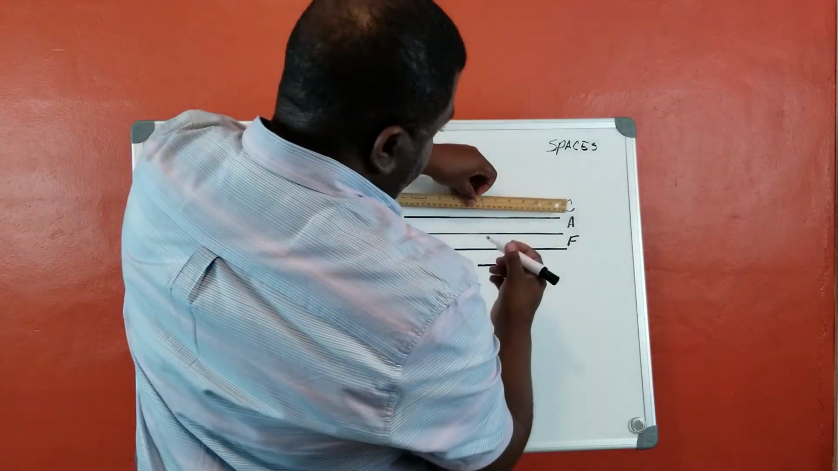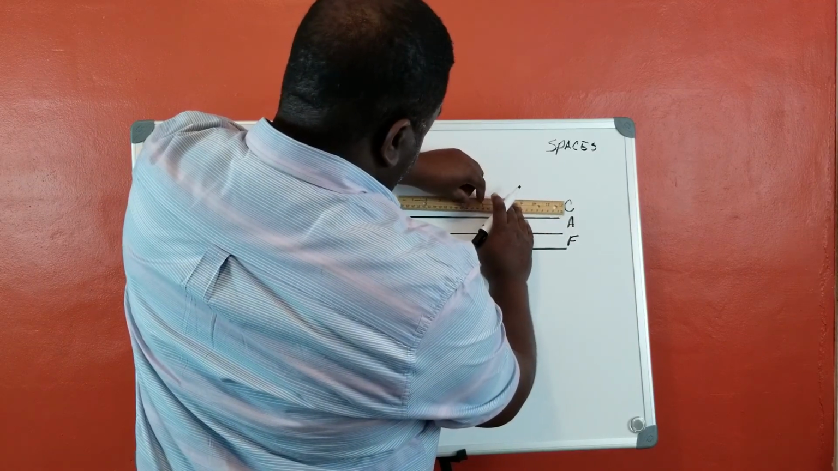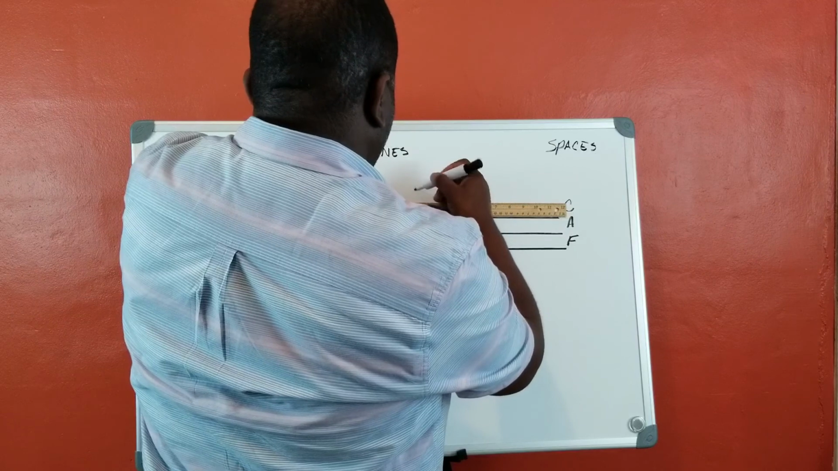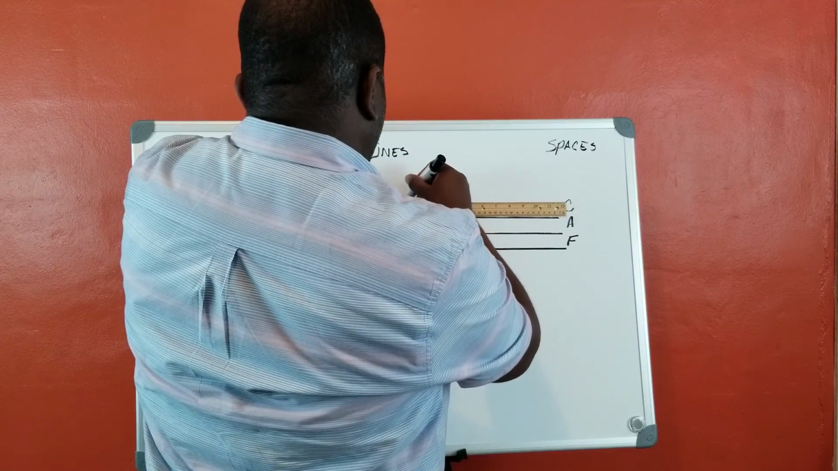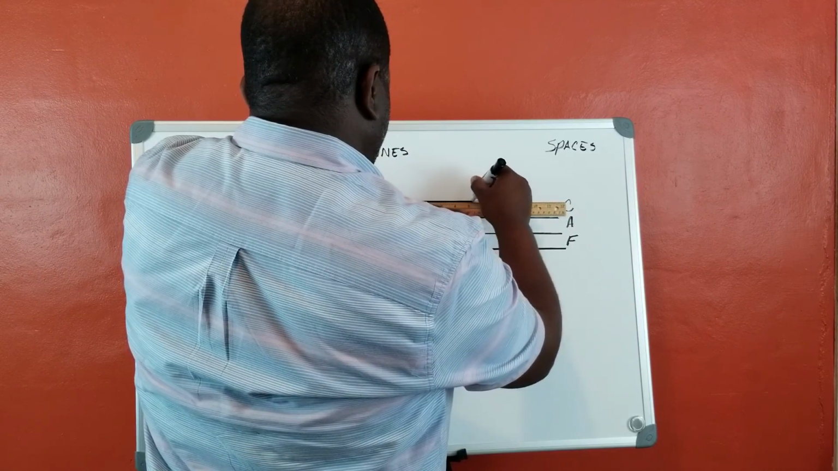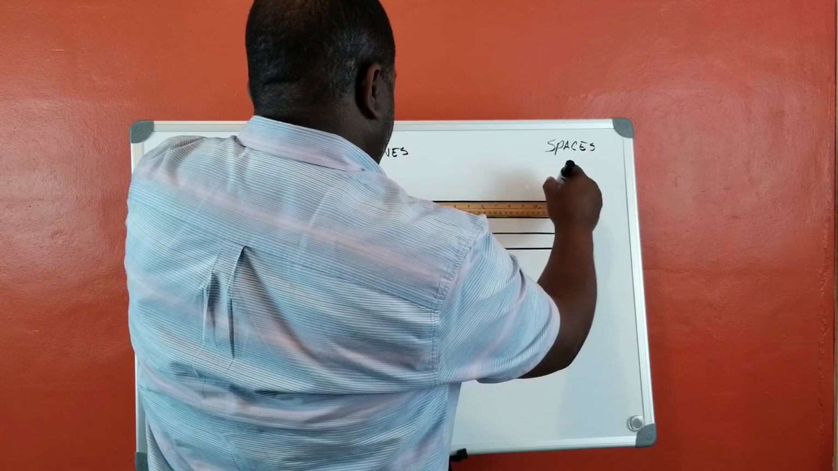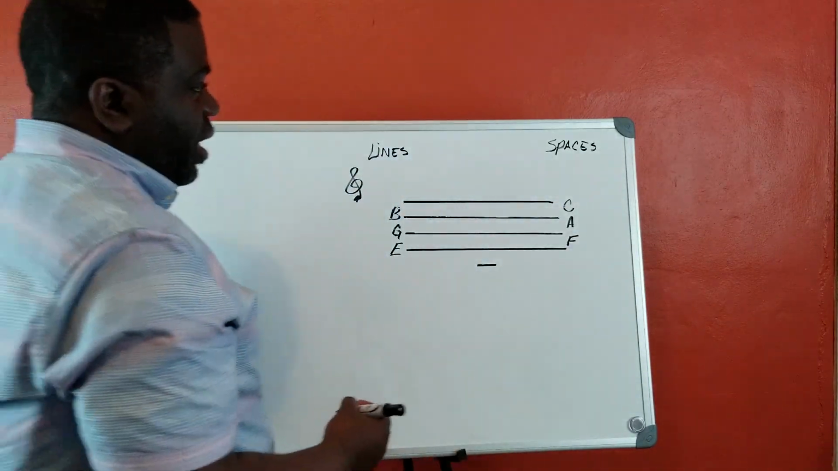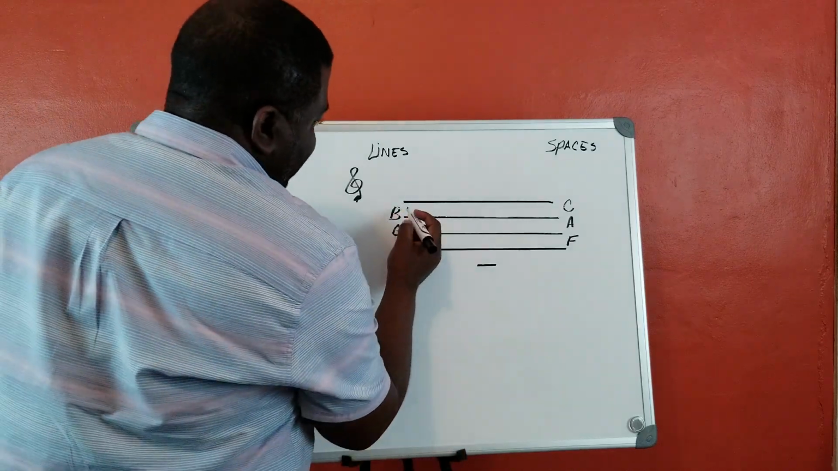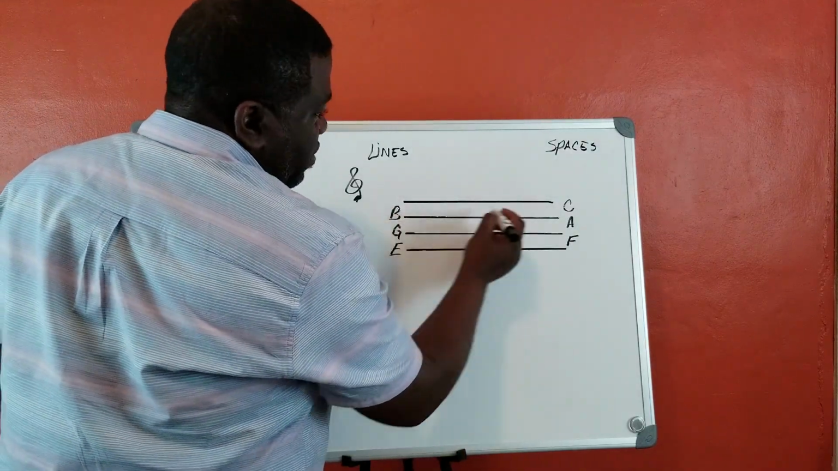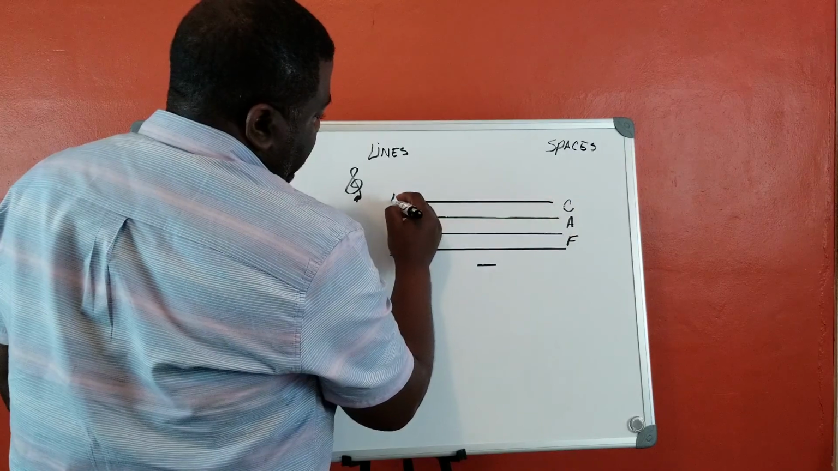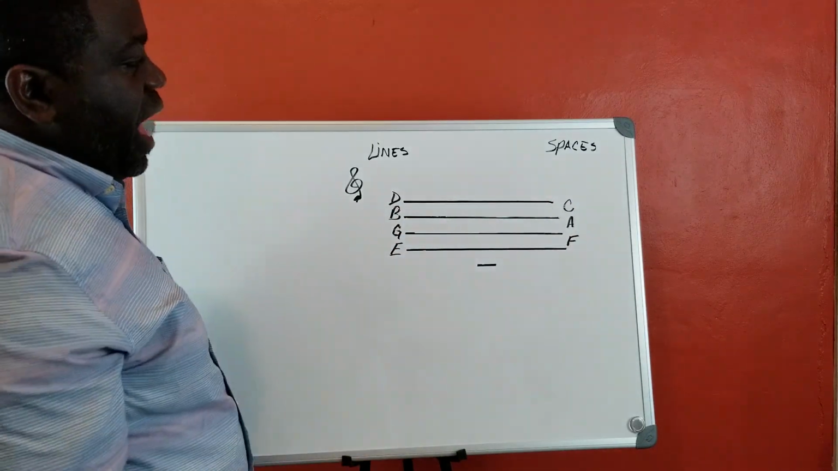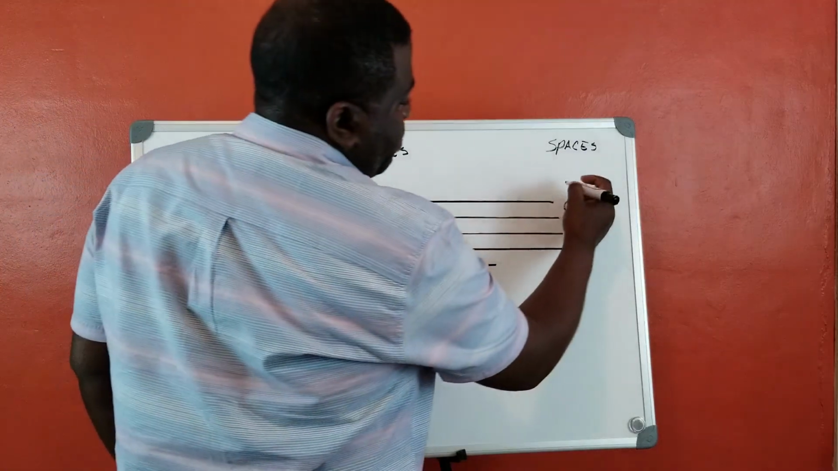Another line. I kind of moved there a little. After B comes C, and after C comes D. So this is the D line. After D, of course, would come E.